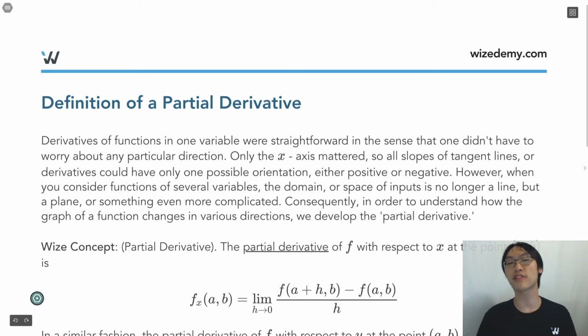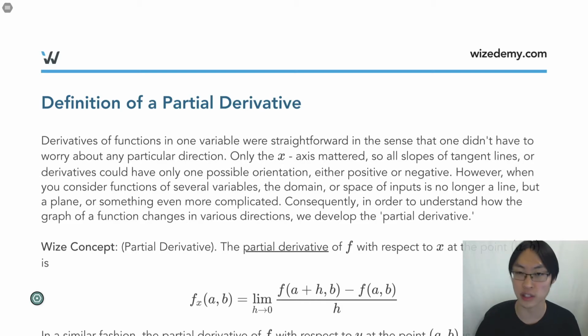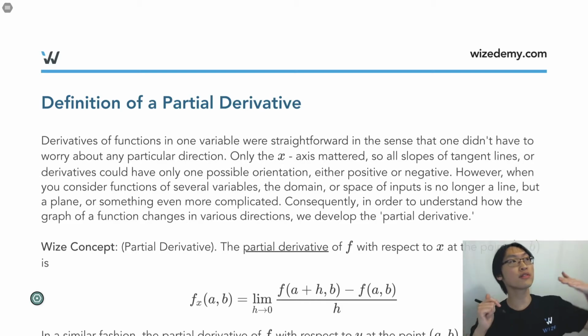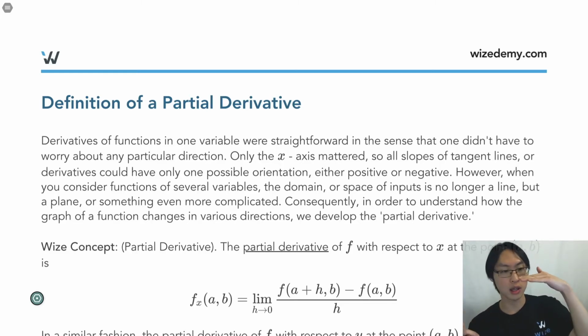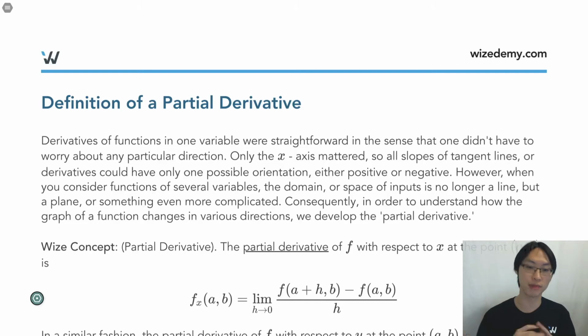So derivatives of functions in one variable were straightforward in the sense that we didn't have to worry about the direction of the derivative. When you took a derivative, there was only one direction, the x-axis, right? Just to the right, positive, negative, that's up, down. That's all we really cared about. So the slopes of all the tangent lines only had one possible orientation, positive up or negative down.